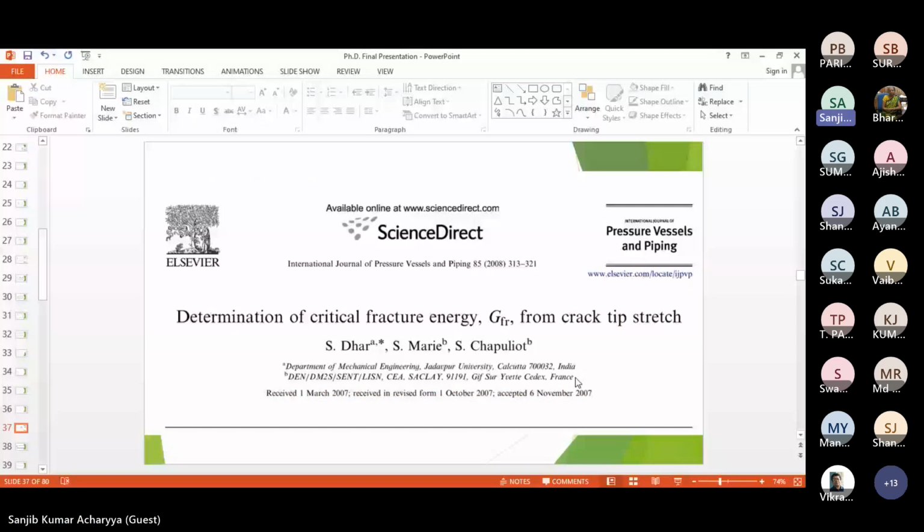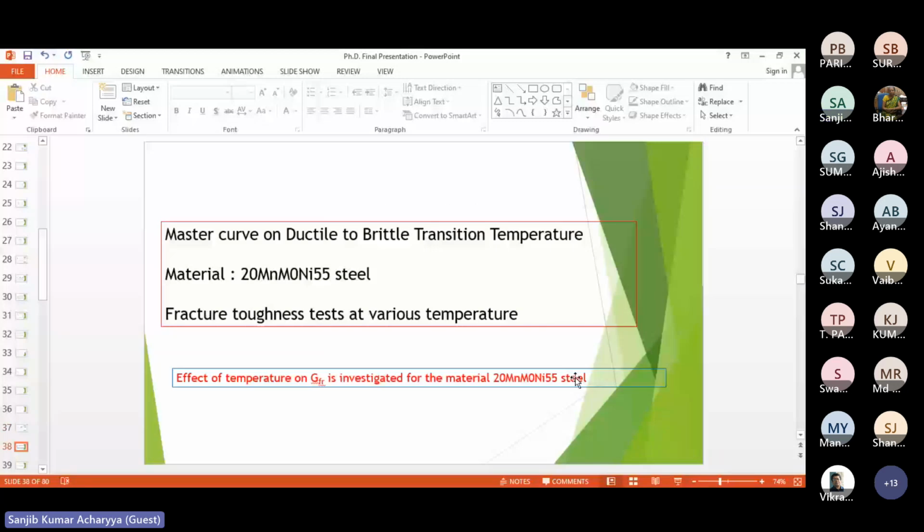After this, it was probably 2012 or 2011. There was a long gap in our work or research on the GFR. In between, we did experiments for the master curve on ductile to brittle transition temperature. The material was 20 Mn Mo Ni 55 steel, in collaboration with BARC.